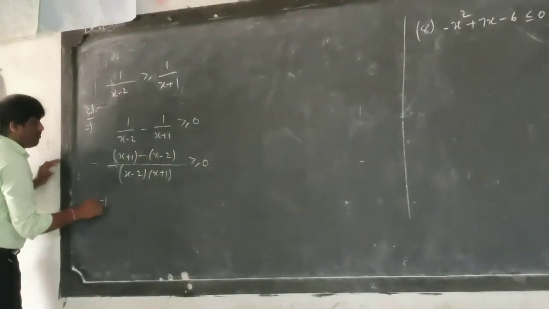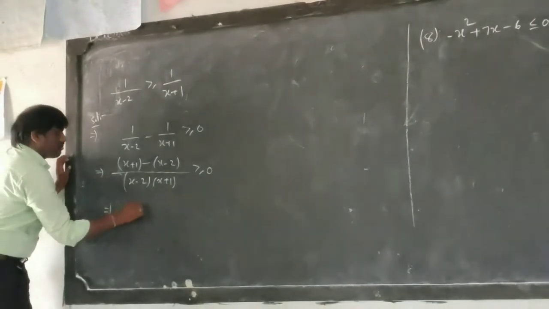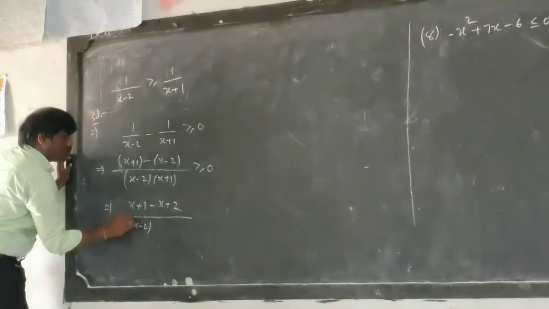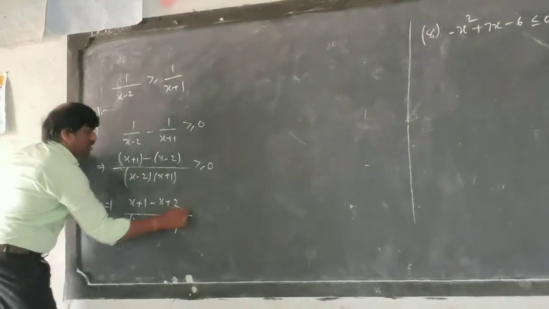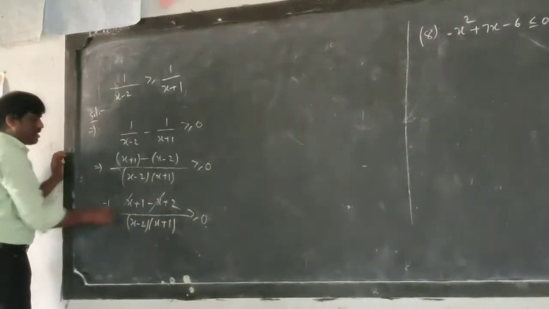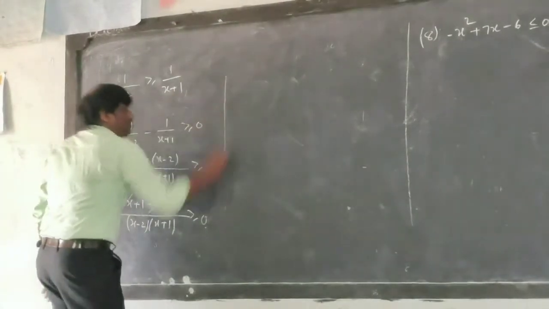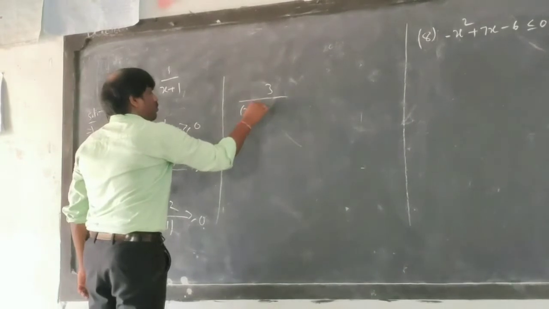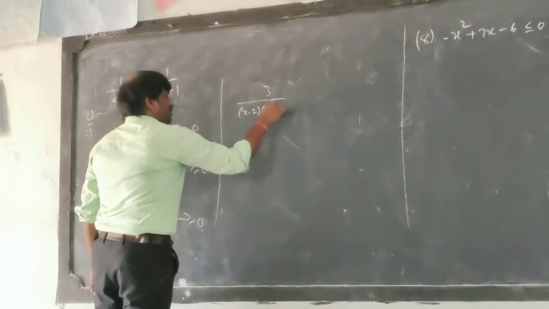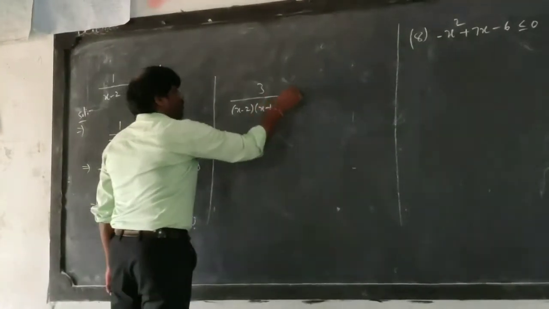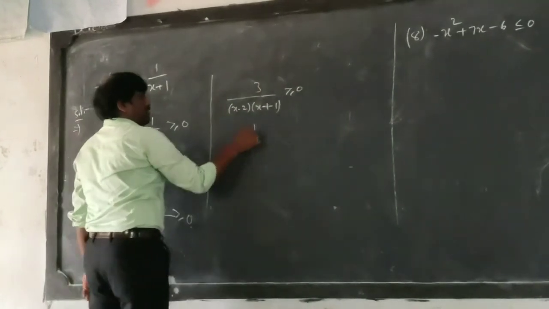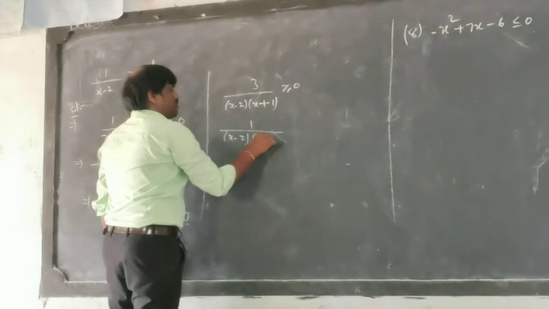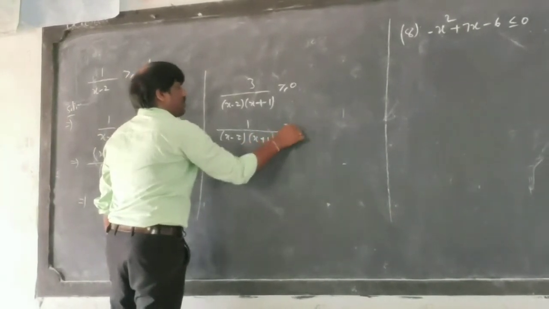What I get here: x plus 1 minus x plus 2, divided by x minus 2 into x plus 1, greater than or equal to 0. Minus x plus x cancel. You are getting 3. So 3 upon x minus 2 into x plus 1 greater than or equal to 0. Send the 3 to the other side, that is a number. 1 upon x minus 2 into x plus 1 greater than or equal to 0.